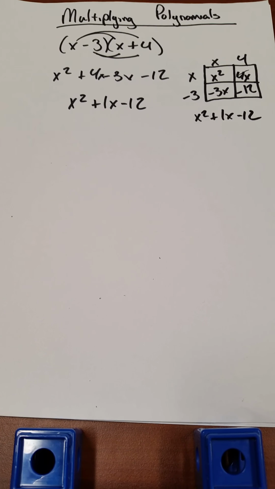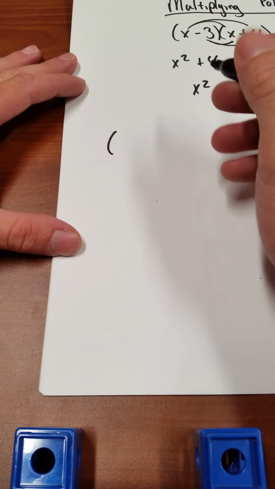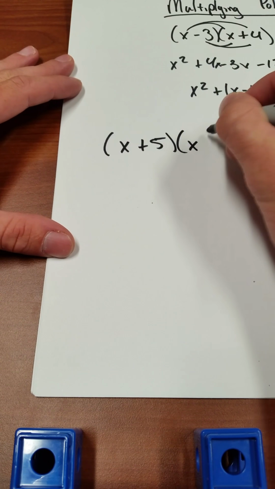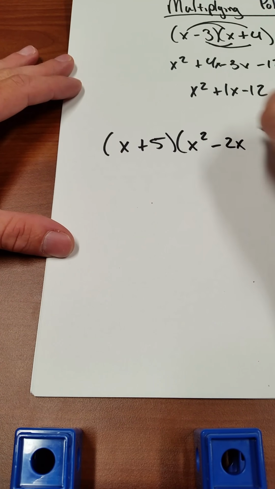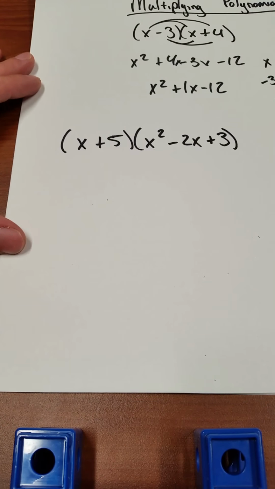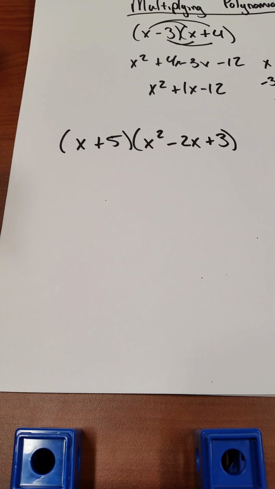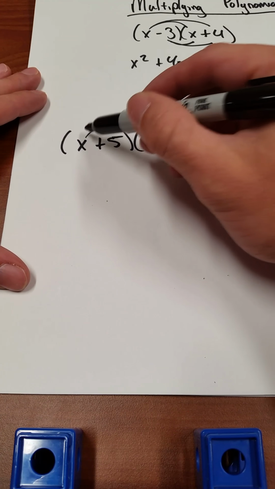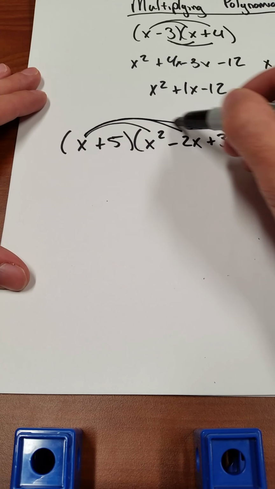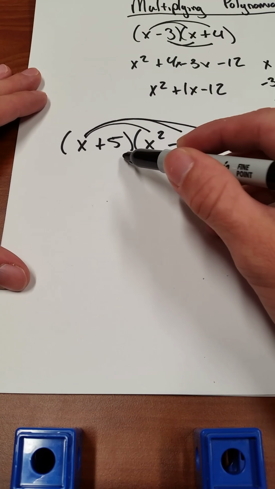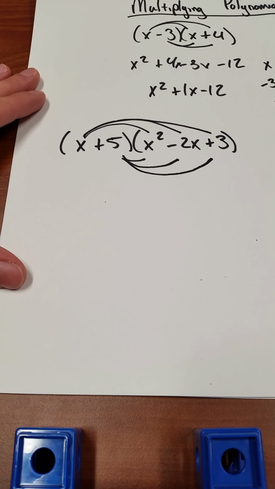So we've all multiplied binomial times binomial. Not too much trickier if we go a little bit larger scale. So let's say x plus 5 times x squared minus 2x plus 3. Okay, so binomial times trinomial. Again, you can use the box if you would like. I'm going to show you how to set up the box. If you're not using the box and you're doing FOIL, make sure you distribute to all 3 terms.